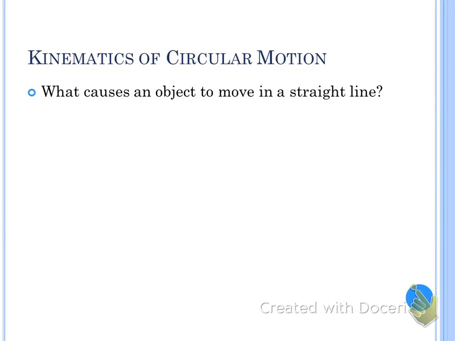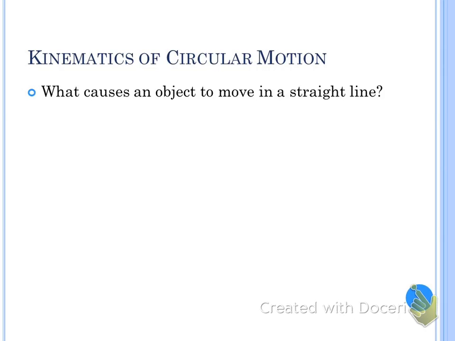dynamics of circular motion. Kinematics, remember, is how things get from A to B. Dynamics is why things get from A to B, right? One is motion, one is forces. So what is it that causes an object to move in a straight line? What causes an object to move in a straight line? Force. A force, right? And give me more specifics about that. A force causes it to move in general. Well, what causes it to move in a straight line?